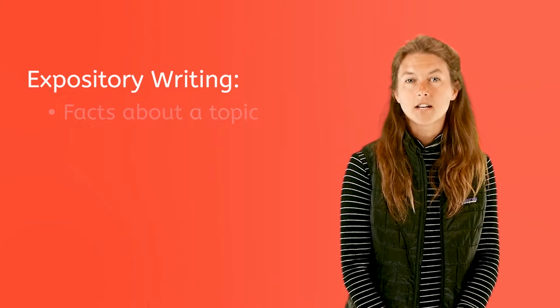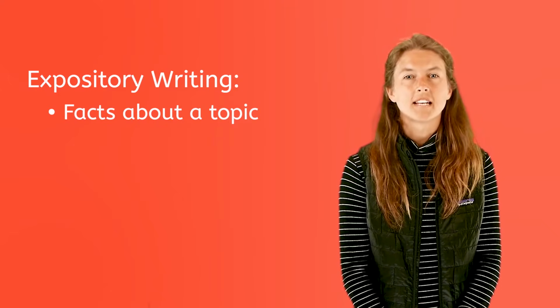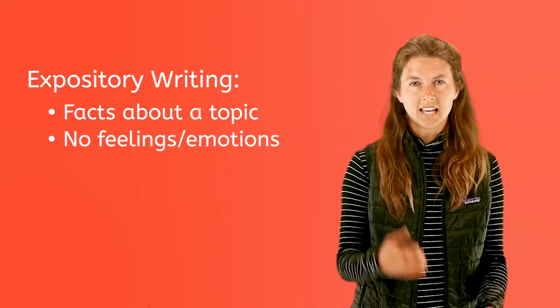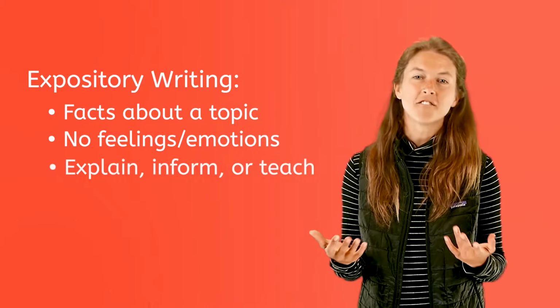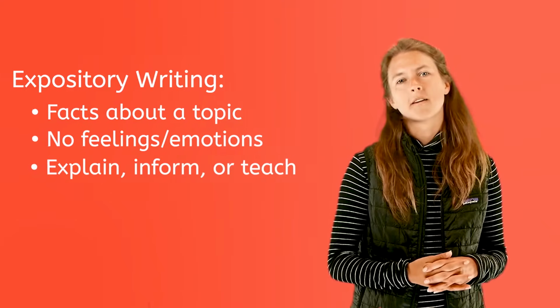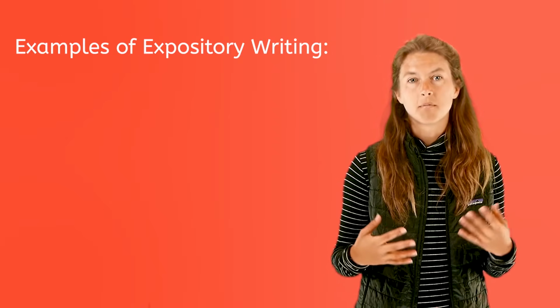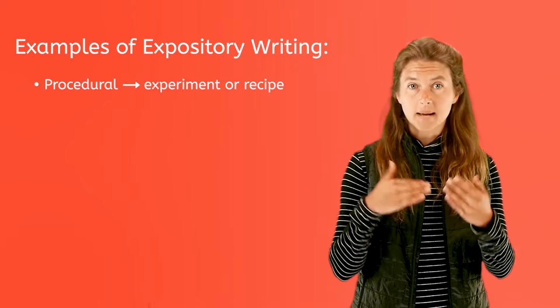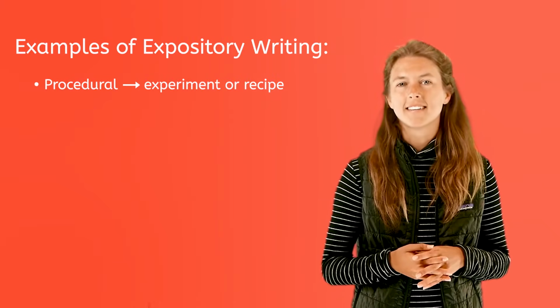Expository writing is factual writing about a specific topic. Unlike narrative writing, it does not include feelings. It is facts only. The purpose is to explain, inform, or teach about the topic. There are different styles of expository writing. Some are procedural, or list step-by-step instructions, like a science experiment or a recipe.